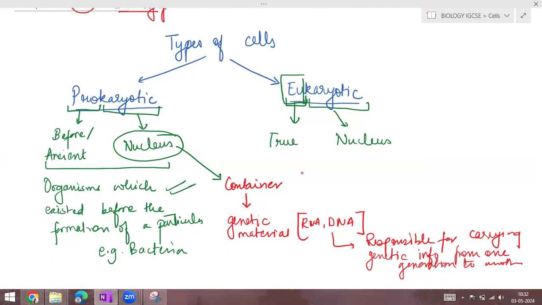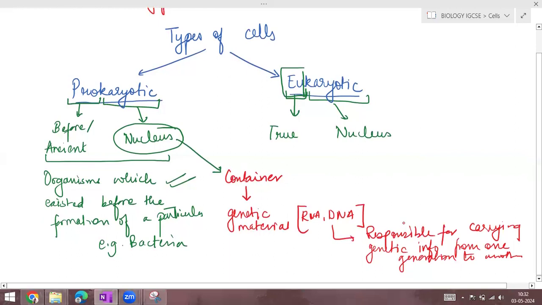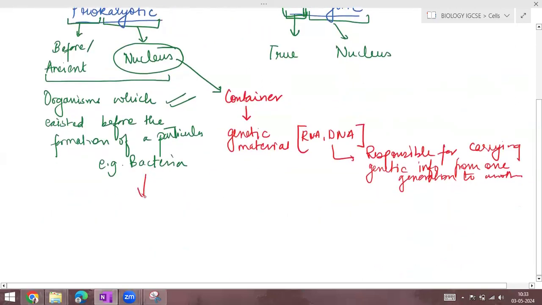Now, from here, what we need to understand is about prokaryotic organisms, like bacteria. I'm saying that the nucleus is a container that contains genetic material. So let's say this is a container in which the genetic material is contained. This is what I'm calling the nucleus.